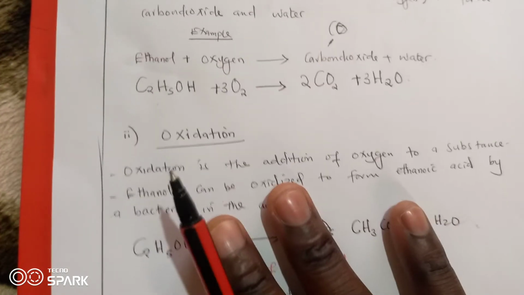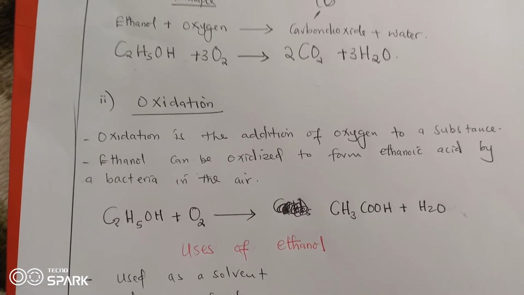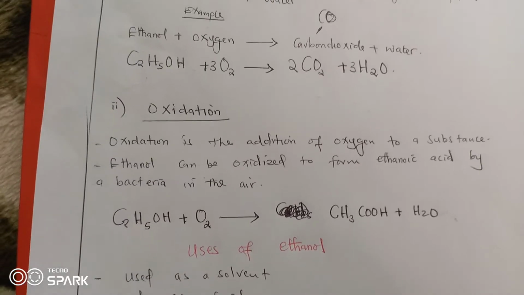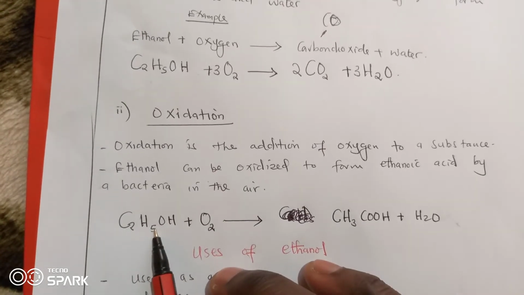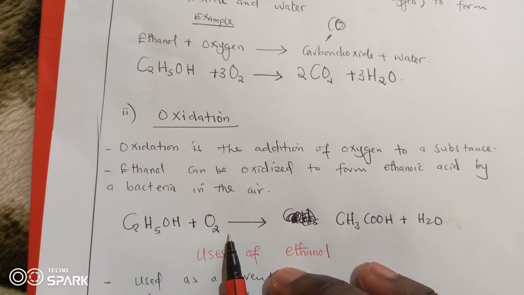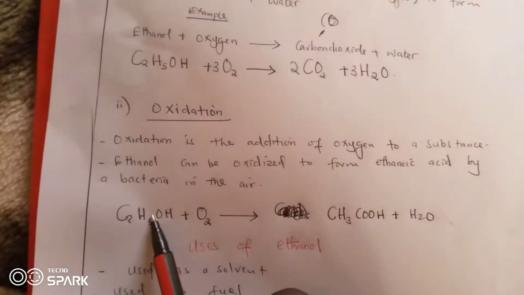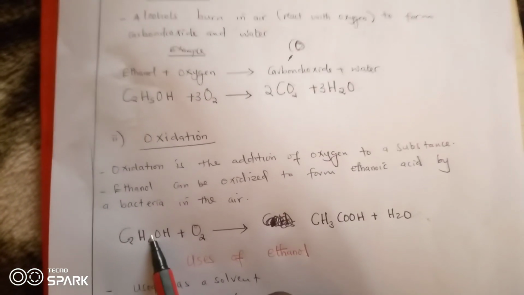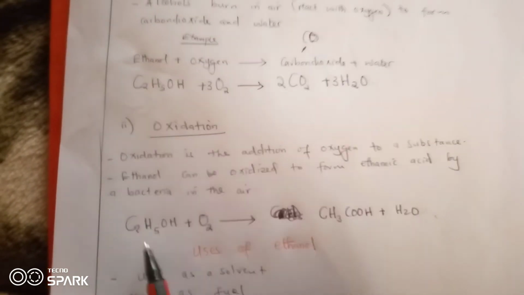But when we are talking about oxidation now, it means you are adding oxygen to a substance. And when you add oxygen to a substance, it becomes oxidized. And this is what happens with alcohols, like ethanol particularly. When ethanol reacts with oxygen, it is going to be oxidized, meaning 1 oxygen is going to be added there. And when it is added, it means this one will no longer be called an alcohol, but it will become an acid. That's what it means.